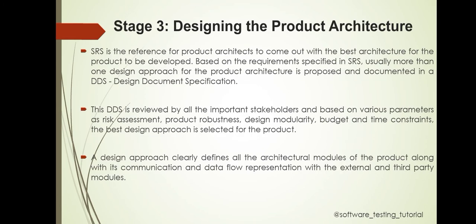Stage 3. Designing the product architecture. SRS is the reference for the product architects to come out with the best architecture for the product to be developed. Based on the requirement specification in the SRS, usually more than one design approach for the product architecture is proposed and documented in the DDS, that is Design Document Specification. The DDS is reviewed by all the important stakeholders and based on various parameters such as risk assessment, product robustness, design modularity, budget and the time constraint, the best design approach is selected for the product.